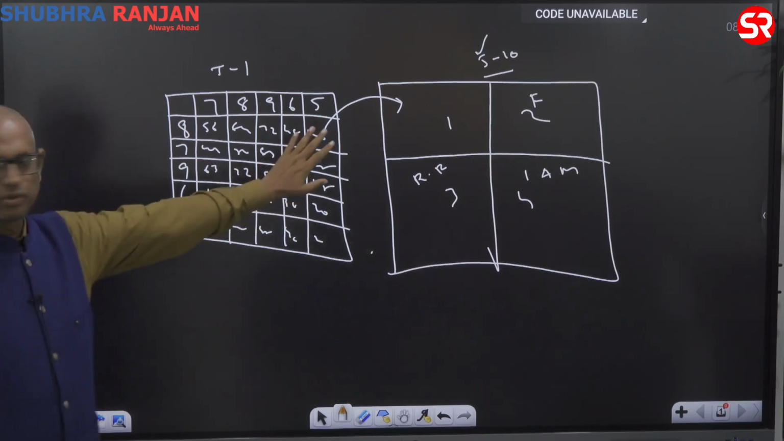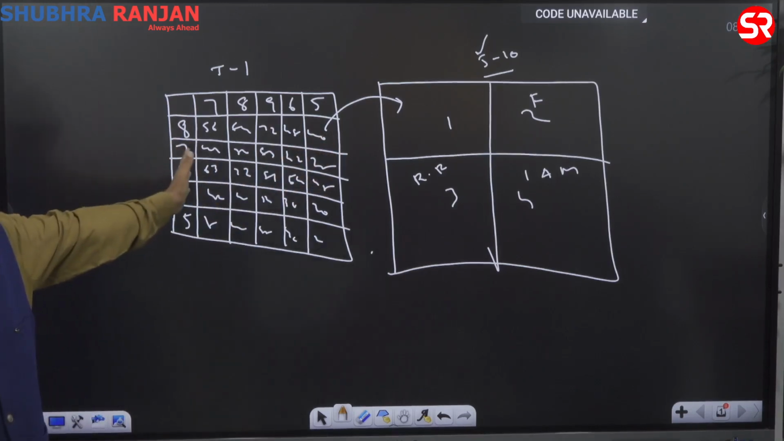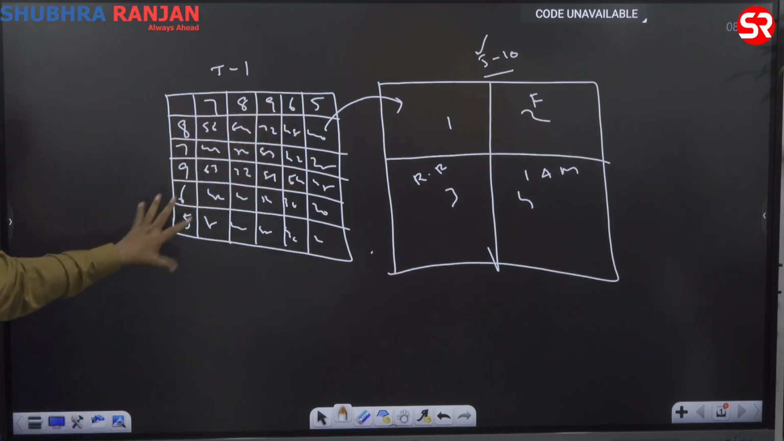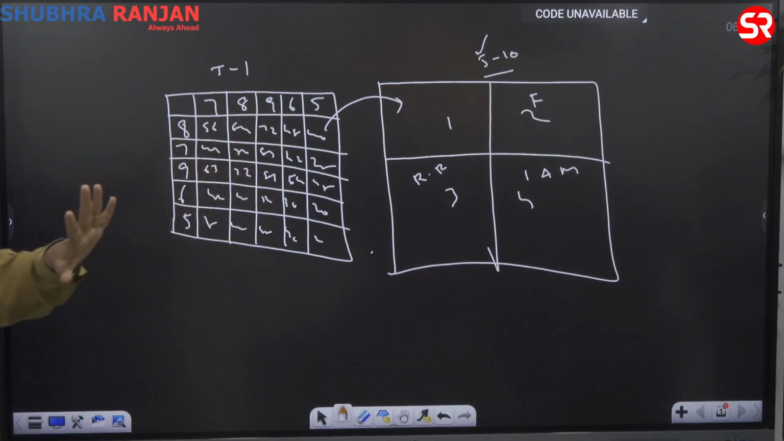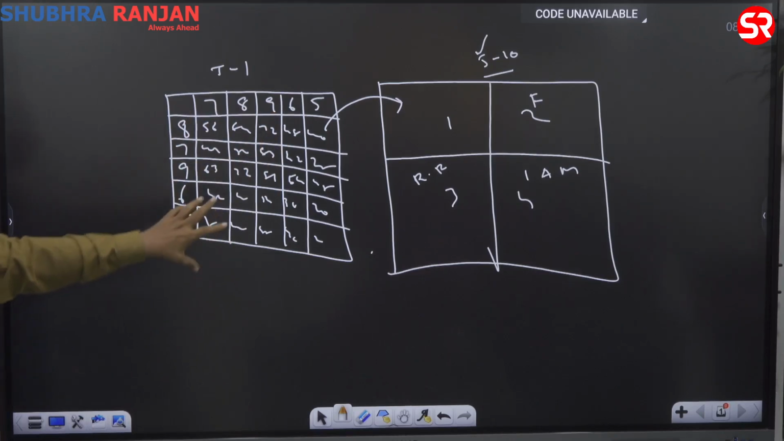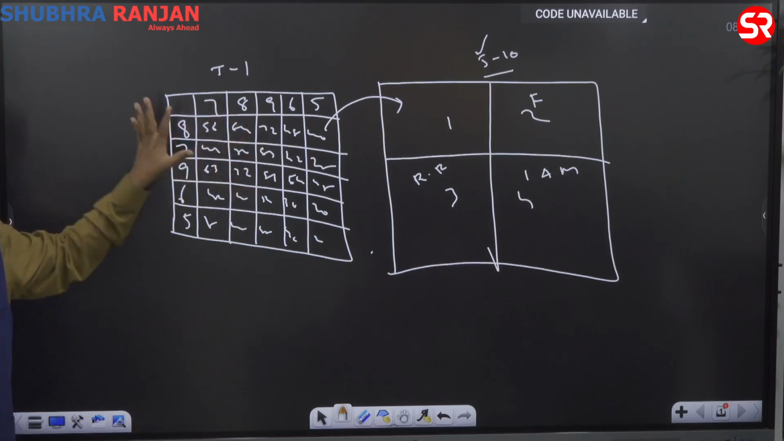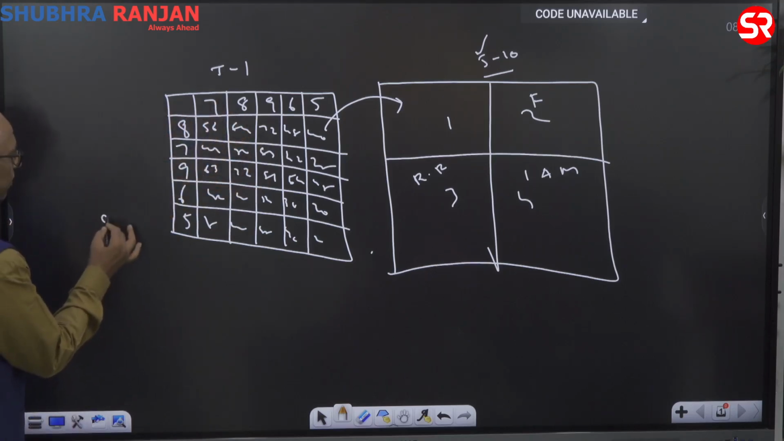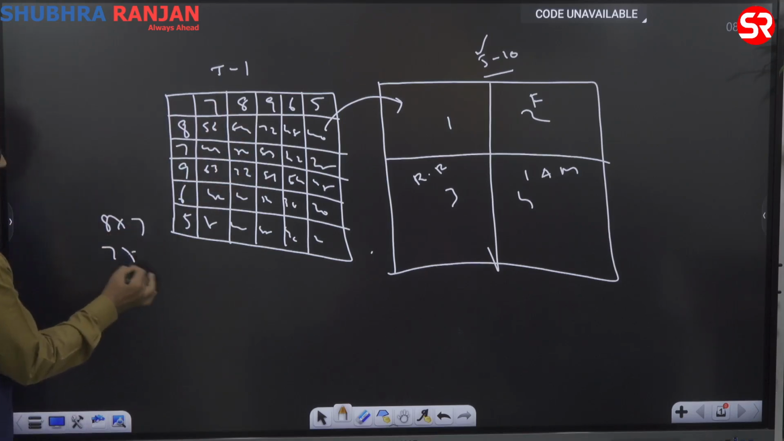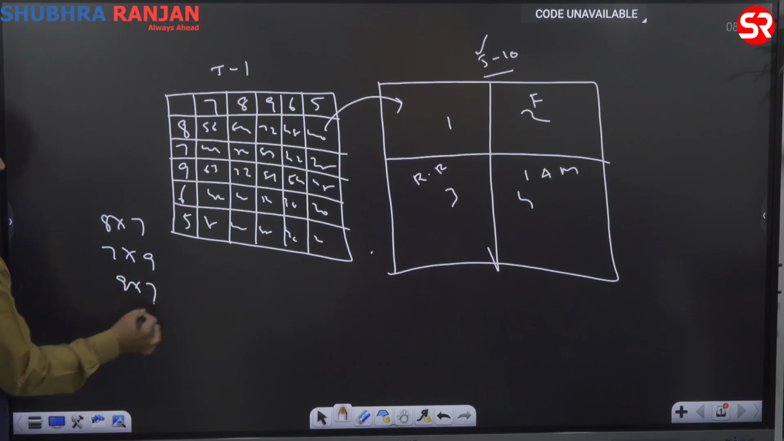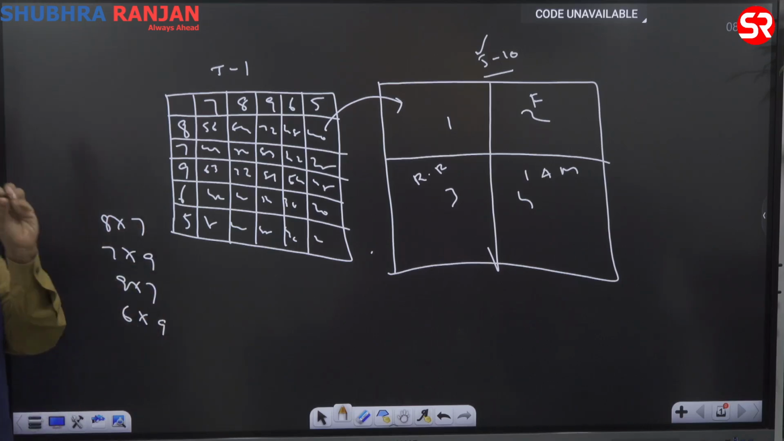The first quadrant you already know, that is nothing but table 1. I am mentioning only 7, 8, 9, 6, 5 because tables 1, 2, 3, 4, 5 are damn easy, everybody will do. But you will get confusion with these only. Particularly the 8 into 7, 7 into 9, 9 into 7, and 6 into 9. These usual ones won't come that easily. So practice on that. That's all.